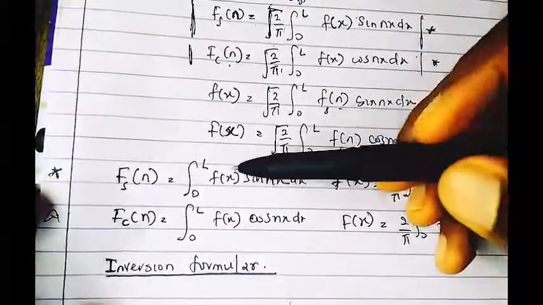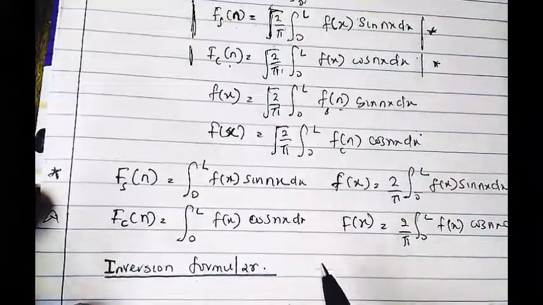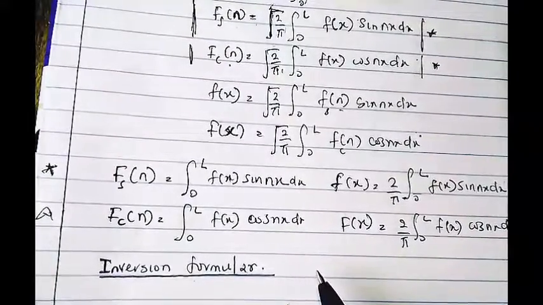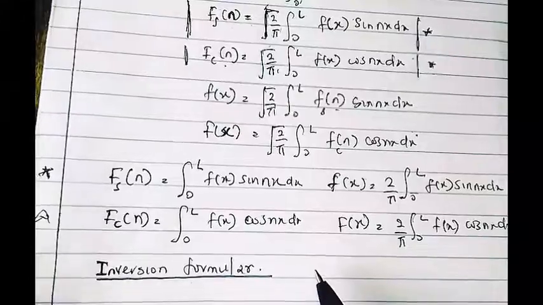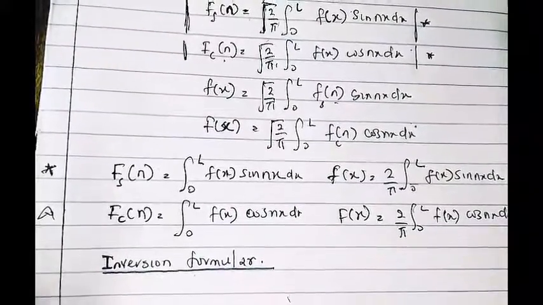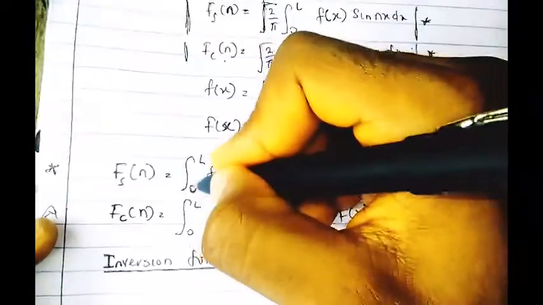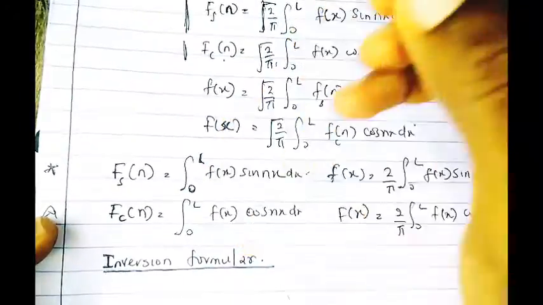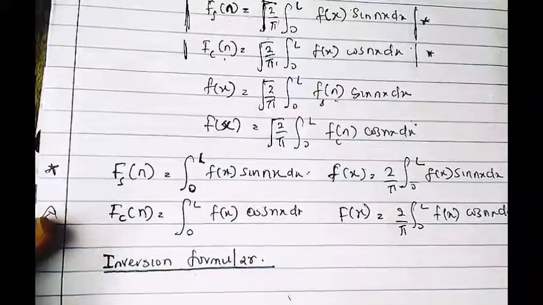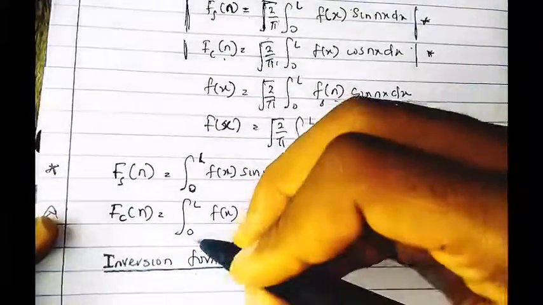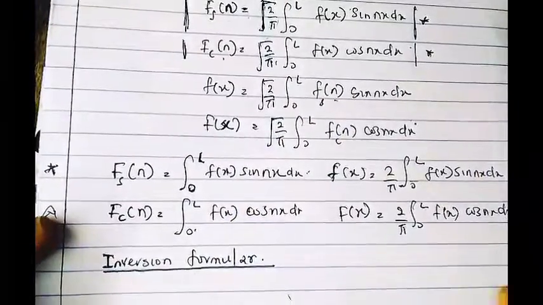So like I said, we make use of this and this to solve PDEs, or partial differential equations. The inversion formula for your Fourier sine transform, remember this is your Fourier sine transform, and because the limit goes from 0 to L, which is a definite range, it's a finite Fourier sine transform. The same thing goes for this, a finite cosine Fourier transform.